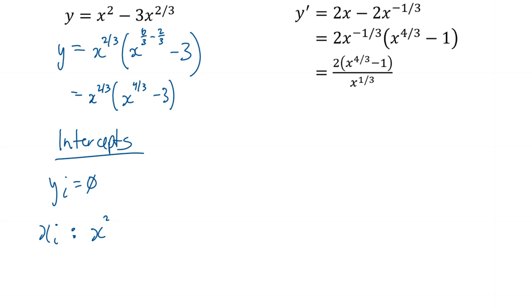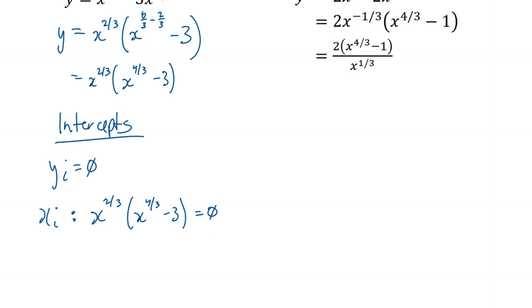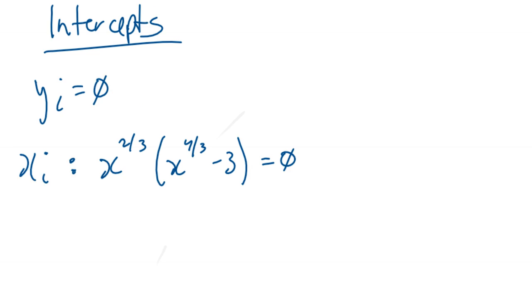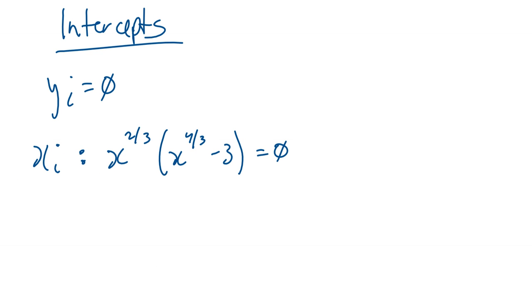That's when x to the 2/3 times x to the 4/3 minus 3 equals 0. If you don't have to write this out and do it this way, you're probably better off, right? Not having to write this whole thing out and solve it, just being able to get it by inspection. So what are they? 0 plus or minus 3.